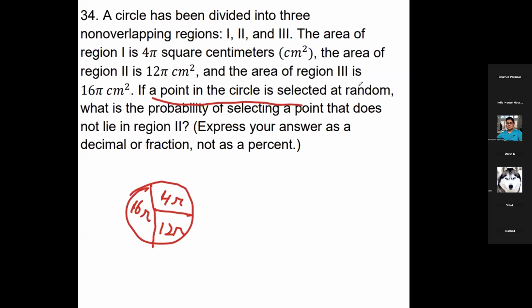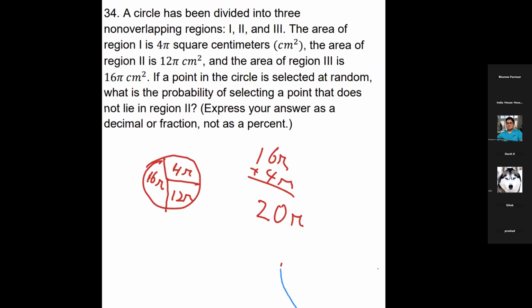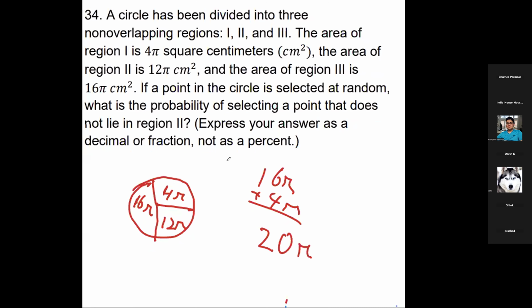If a point on the circle is selected at random, what is the probability of selecting a point that does not lie in region 2? So that would just mean what is the probability of selecting a point that lies in either region 1 or in region 3. So that would just be 16 pi plus 4 pi. It's 20 pi. And the total is 16 plus 12 plus 4.